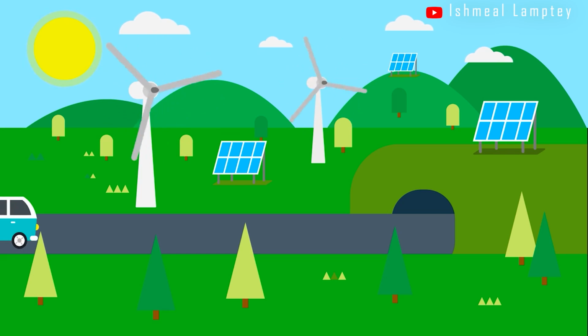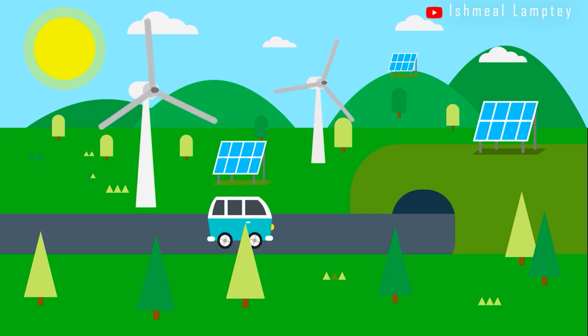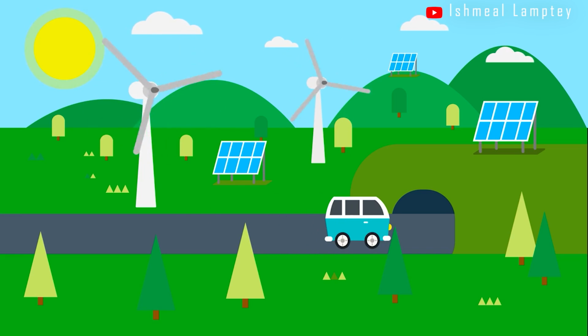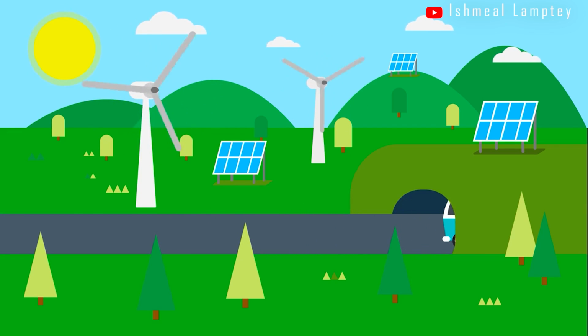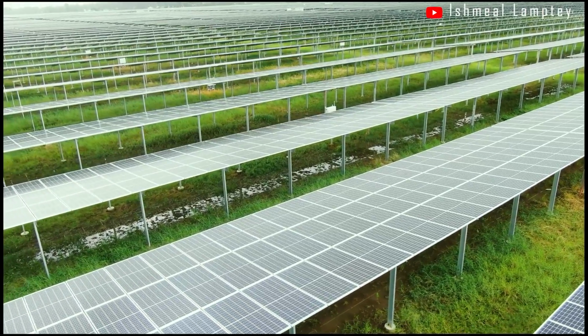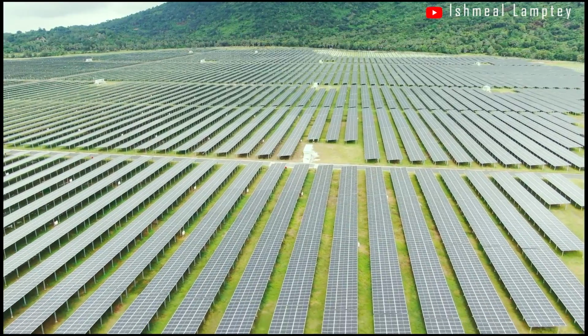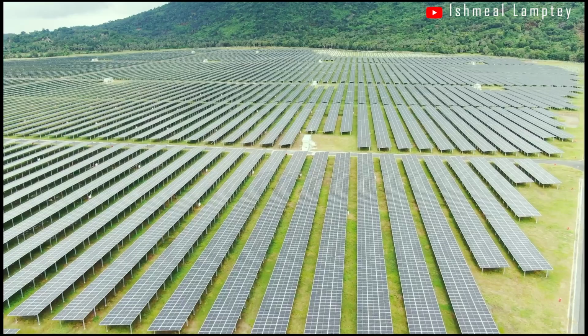So a solar system is basically taking energy from the sun. The sun produces heat as well as it also gives us light. So the solar is taking the light aspect of it and then converting that energy into electricity. So that's basically what a solar system does. It takes the daylight from the sun during the day and then converts that into electricity.